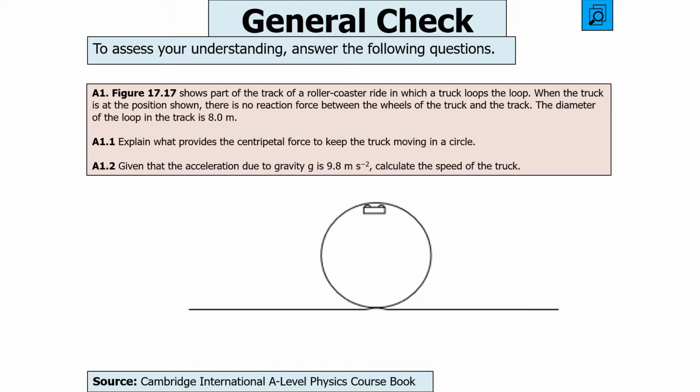The next question says, the figure shows part of a track of a roller coaster ride in which a truck loops the loop. When the truck is at a position shown, there is no reaction force between the wheels of the truck and the track. The diameter of the loop in the track is 8.0 meters. Explain what provides the centripetal force to keep the truck moving in a circle. Then, given that the acceleration due to gravity, g, is 9.8 meters per second squared, calculate the speed of the truck. So pause the video now, then unpause the video when you want to go through your answer.